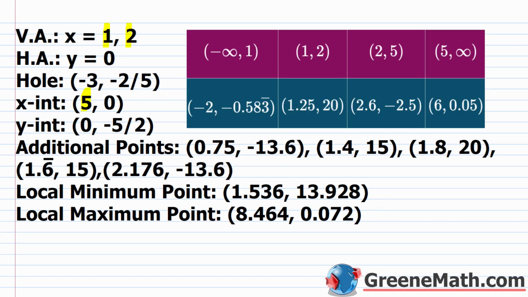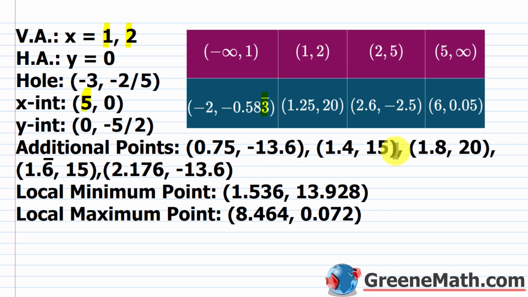So coming back up, again, we're just going to pick something in each interval, plug it in and see what we get. So I have -2 comma -0.583, where that 3 is going to repeat forever. Then in this interval, I have 1.25 comma 20. In this interval, I have 2.6 comma -2.5. In this interval, I have 6 comma 0.05.